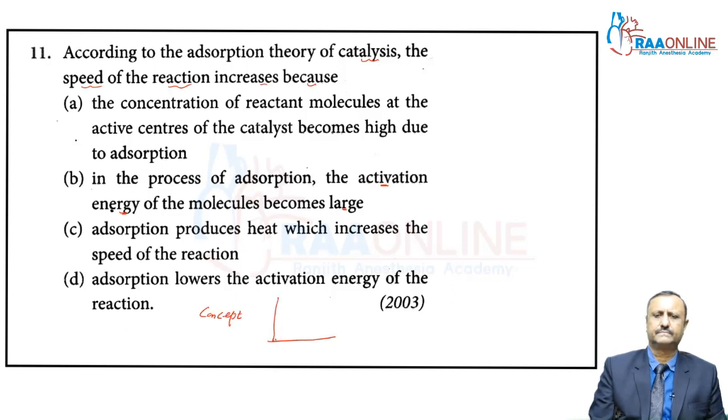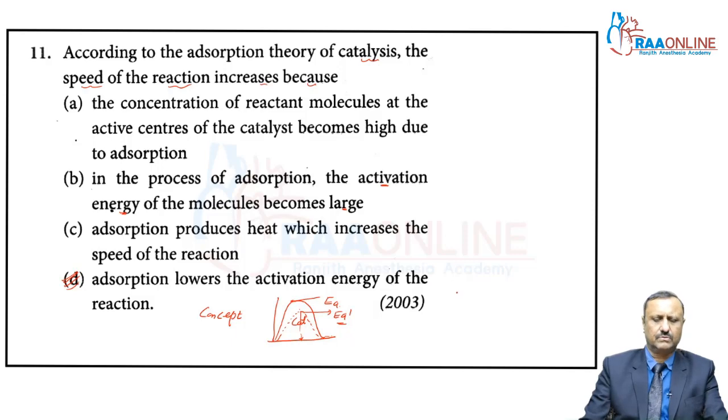when we see the plot, here are the reactants, and when you use the catalyst, you can see it decreases the activation energy. This is called the activation energy, and the catalyst decreases it. So, my dear students, your answer is that it lowers the activation energy of the reaction. D is the correct answer for question number 11. According to the adsorption theory of catalysis, the speed of reaction increases because adsorption lowers the activation energy of the reaction. This question was also asked in 2003, my dear students.